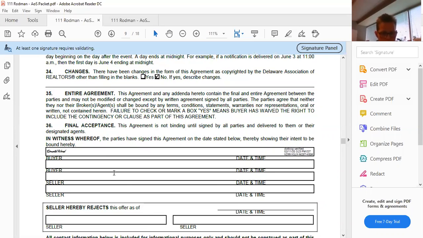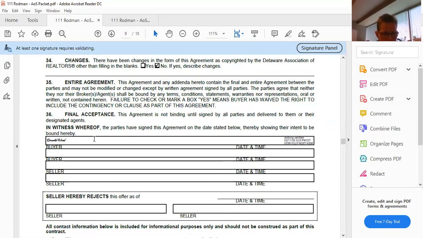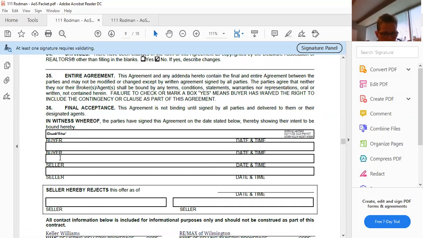So section 36 talks about the final acceptance. So if your seller is going to accept, they can sign here and then you have a ratified contract. If the seller is rejecting this offer, you might, as a buyer's agent, want to request that the seller signs the rejection. Especially in multiple offers. We've taken on the process here.